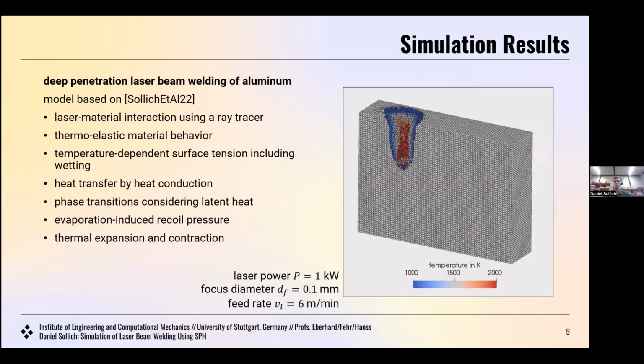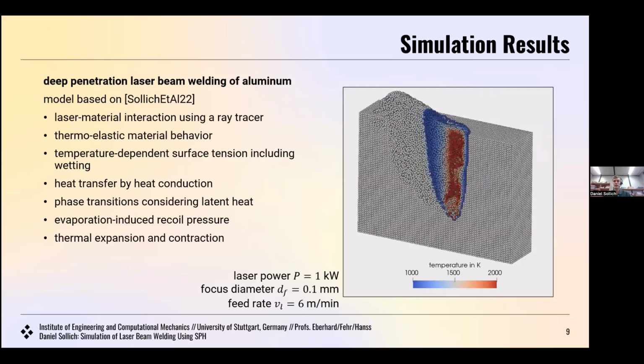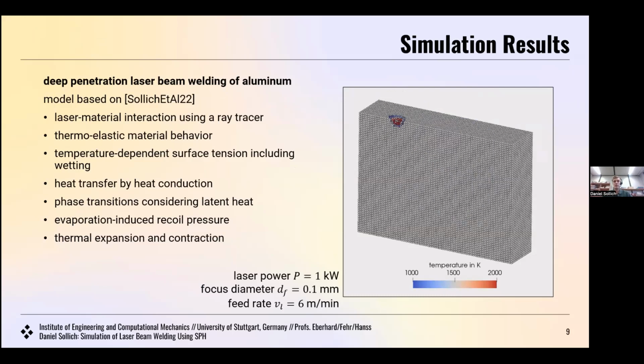Okay, so then we come to the simulation results. Here on this animation, you can see the deep penetration laser beam welding process of aluminum. And to summarize the physical effects, we have a laser material interaction using a ray tracer. We have for the solid phase thermoelastic material behavior. For the liquid phase, temperature-dependent surface tension, including wetting.